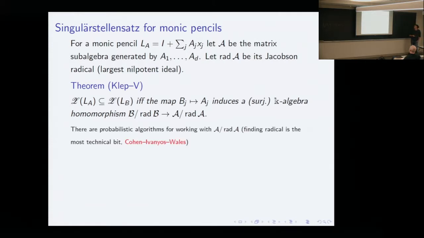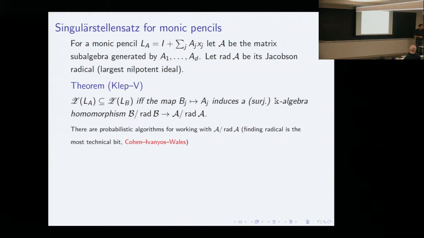So why is that actually good? Well, if you give me a pencil, we can now check this inclusion of free loci, because these algebras are not too abstract. These are algebras generated by some matrices, and we can work with them. For example, there are some good probabilistic algorithms to determine the structure of it. Finding the radical is the most technical bit, but even that we can actually compute.